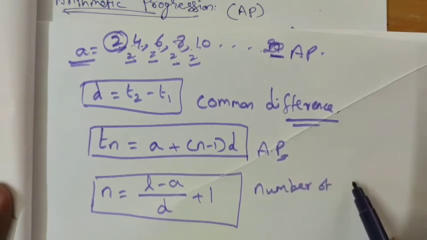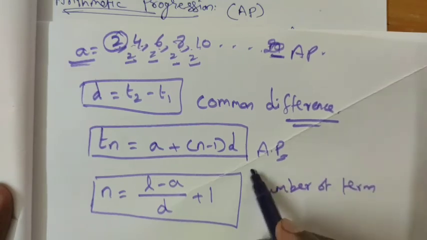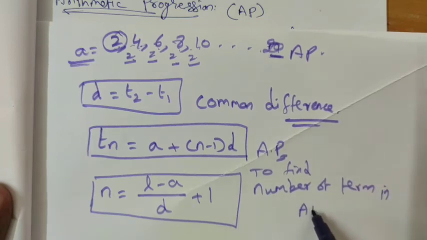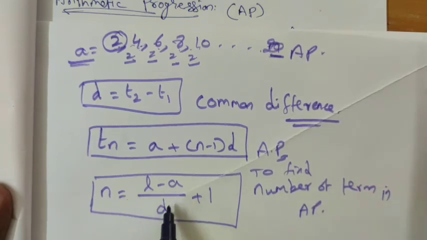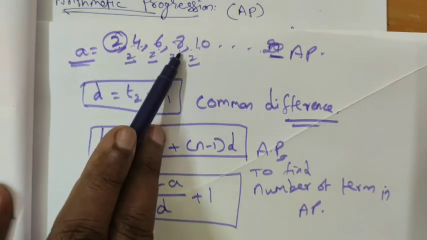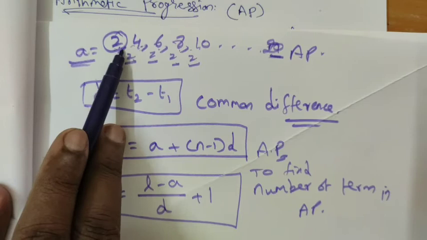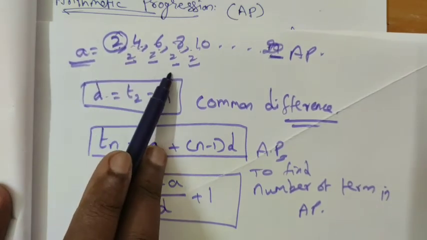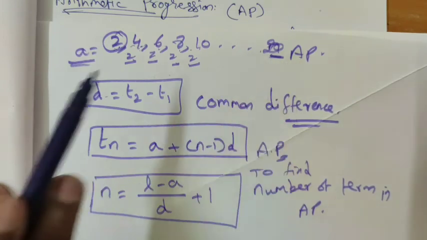Number of terms. To find the number of terms in an AP, we use the formula n is equal to (L minus A) divided by D, plus 1. When a sequence is in some specific order and the common differences are equal, then we say it is an AP sequence.